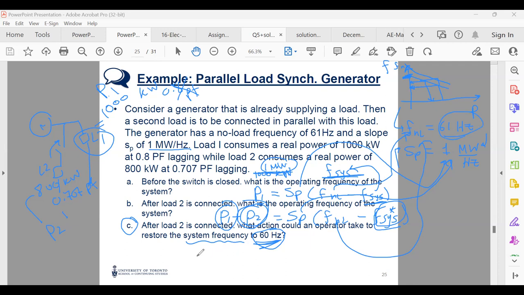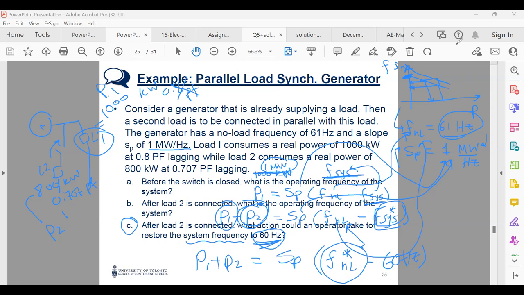So how can we do this? We know that load 1 plus load 2 equals SP times the difference. We need a new no load frequency to reach 60 Hertz again. So definitely you will find that this no load frequency is higher than the original 61.